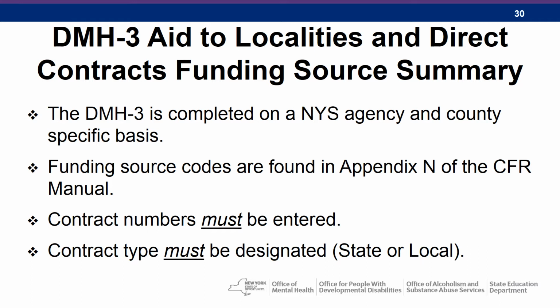The DMH-3 is completed on a New York State agency and county specific basis. Funding source codes are found in Appendix N of the CFR manual. Contract numbers must be entered. Contract type must be designated state or local.